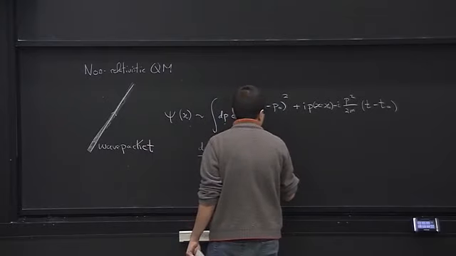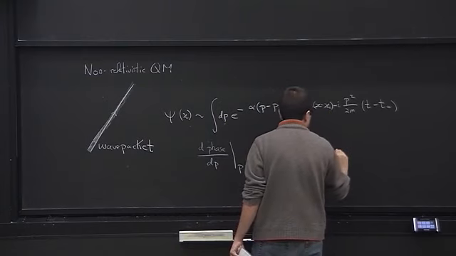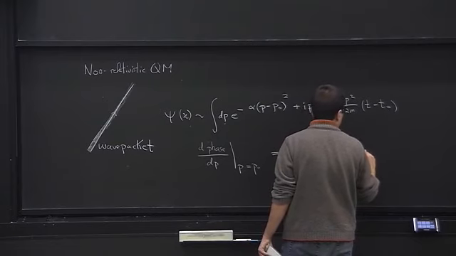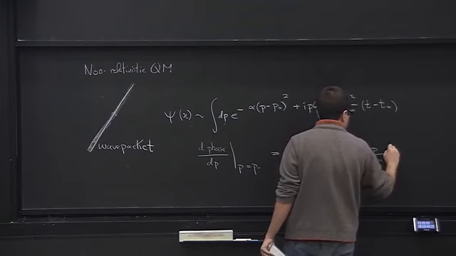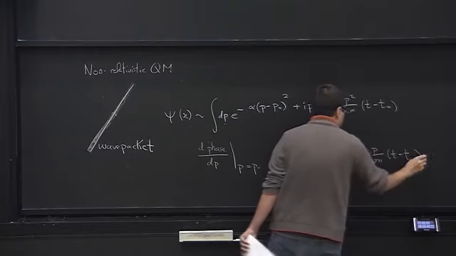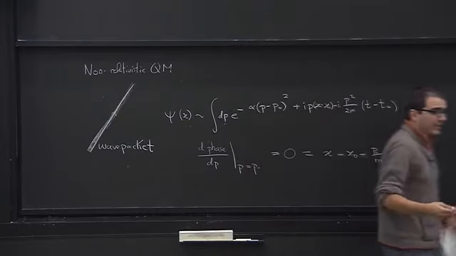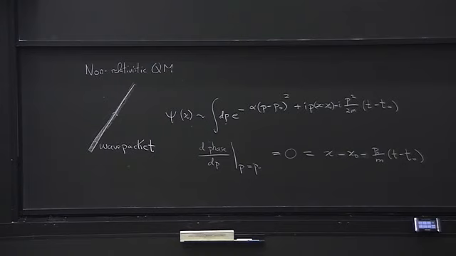And what we get, if we impose that this is equal to 0, is we just take the derivative and we get something trivial. We get that x minus x naught equals p over m times t minus t naught, at p equal to p naught. So nothing special. The particle just travels with some velocity. It starts at some position x naught and travels with velocity p over m for some time t minus t naught. Just the movement of a particle.